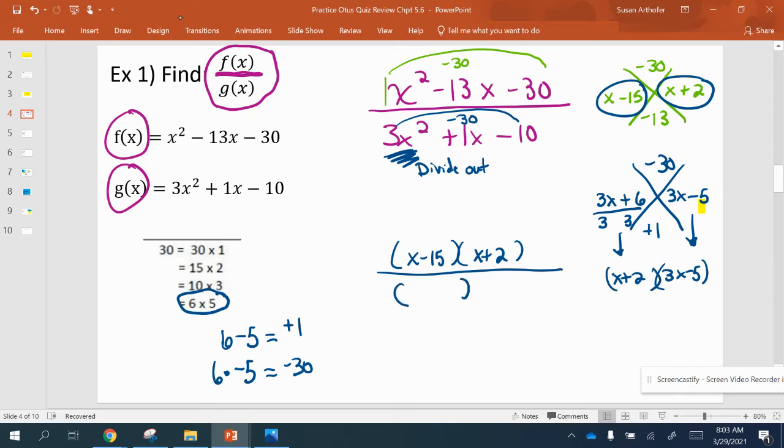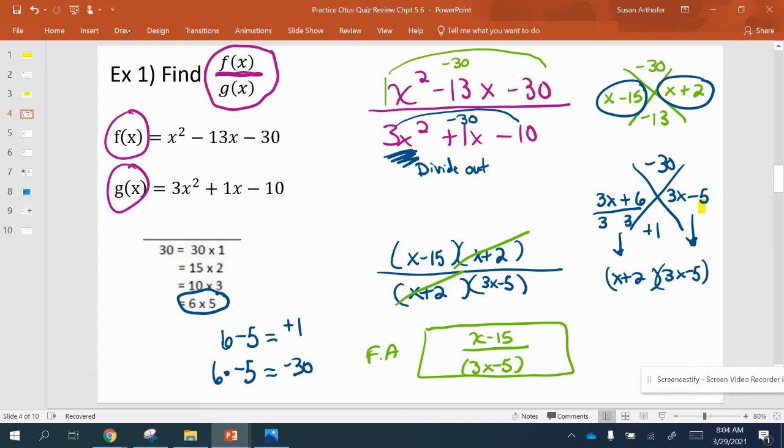And that's what we're going to put into our bottom parenthesis. So x plus 2 and 3x minus 5. Now at this point, something should match, otherwise you did your factoring wrong. Something should match in the top with something in the bottom, an entire parenthesis. So x plus 2 on the top cancels with the x plus 2 on the bottom, and the final answer is what is left. So we have x minus 15 on the top and 3x minus 5 on the bottom. You cannot cancel anymore because the parentheses don't match. So that's an example where you do not divide out because we had the lead of 1, and on the bottom where you do divide out because you have a lead of 3.